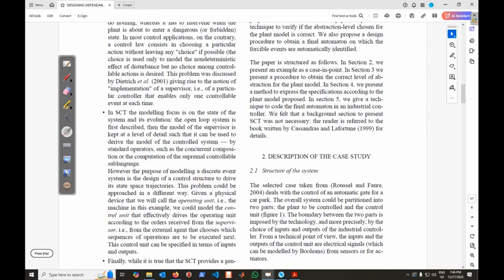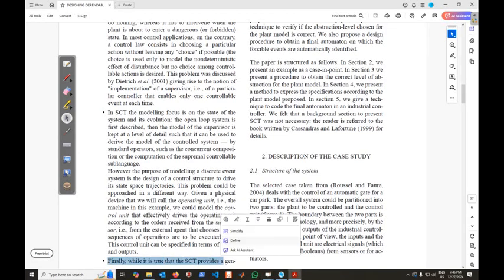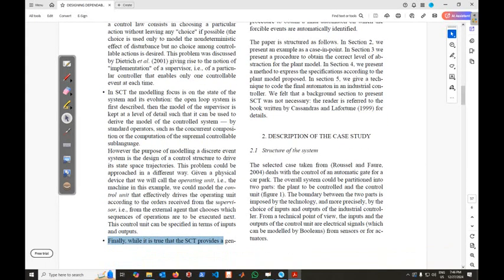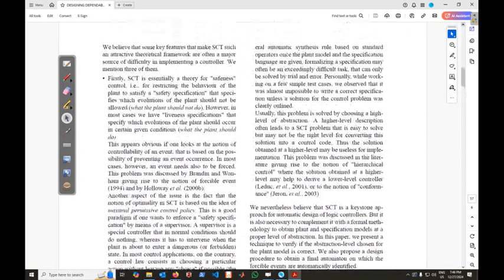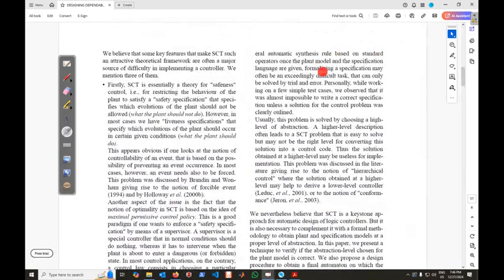Finally, the supervisory control theory provides a general automatic synthesis rule. However, the authors claim that when they worked with supervisory control theory, it was impossible to write a correct specification unless the solution itself was clearly outlined. This is somehow confusing: how to write the specification after getting the solution. So more or less, these are the three challenges that are mentioned here.